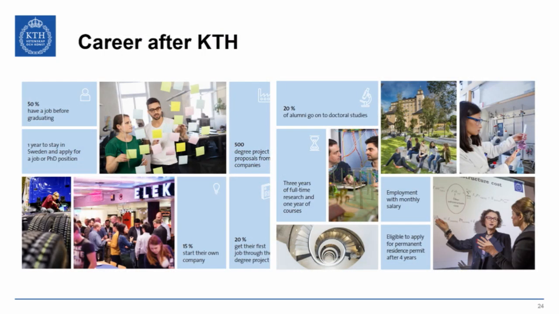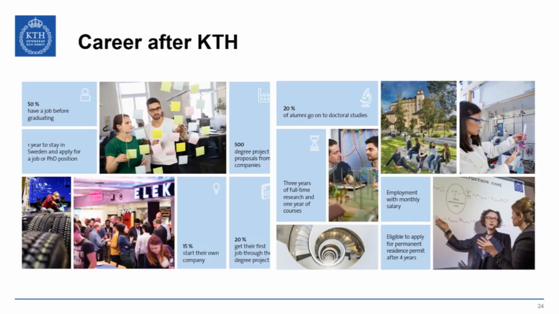And when it comes to the career after KTH, you can find some interesting data on the slide here. For instance, 50% have a job offering before graduating, but make sure that you get the degree. Don't start working here without getting the degree. That's going to be important for you. 20% of the students actually get their first job through the degree project. We have a huge amount of degree projects from companies around us, both here at Valhallavägen and at the campus in Kista. Remember that in Kista there are over 1,000 ICT companies. So degree projects in that area is something that you can find over there.